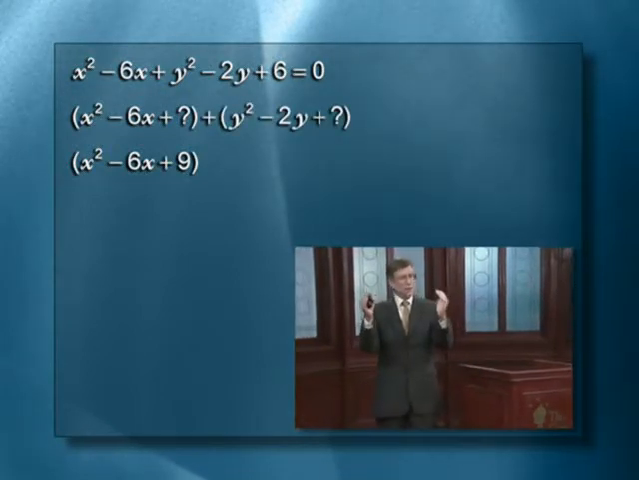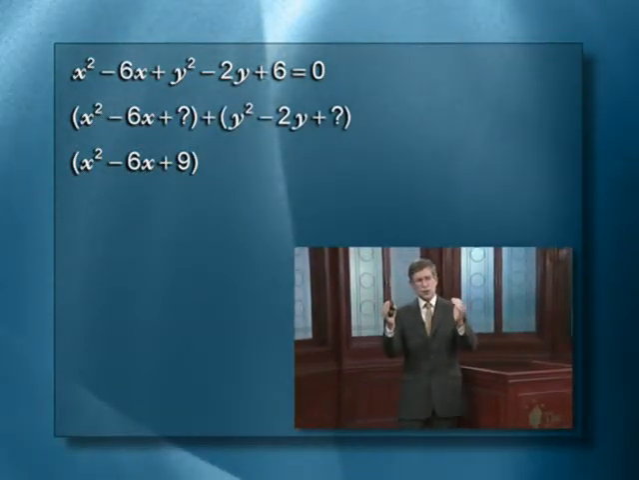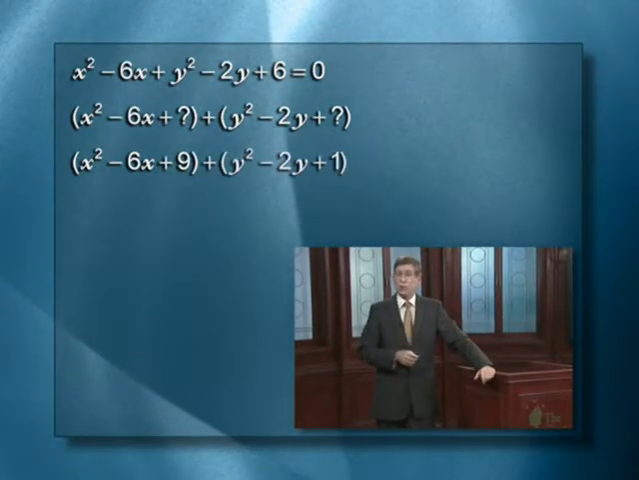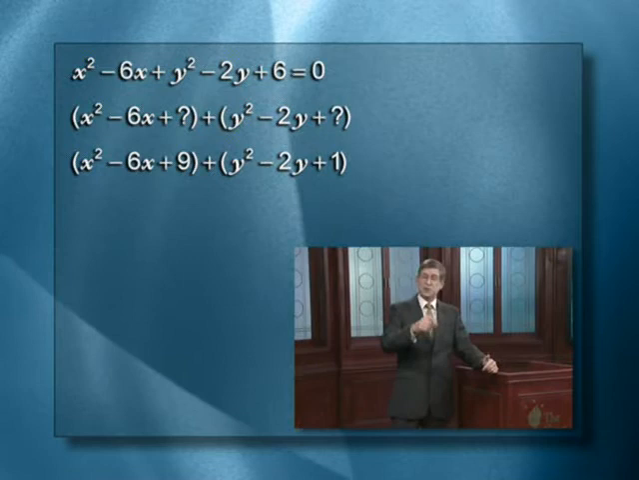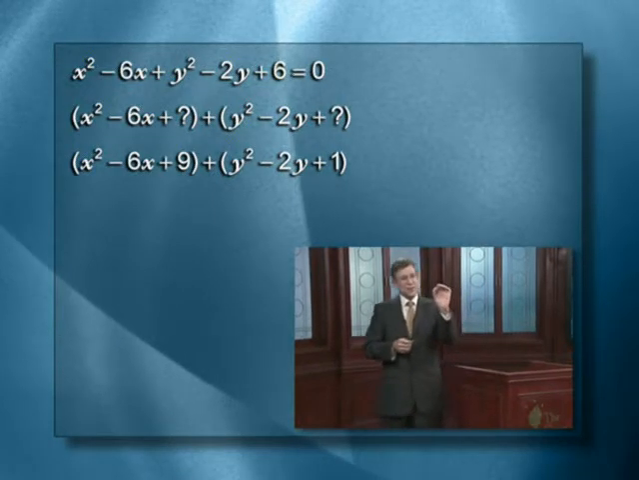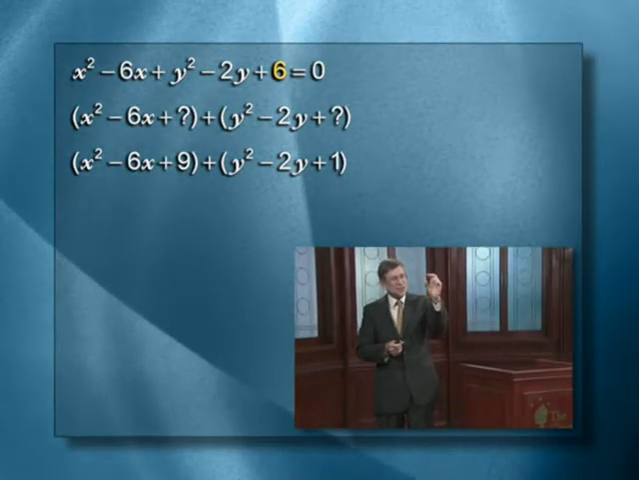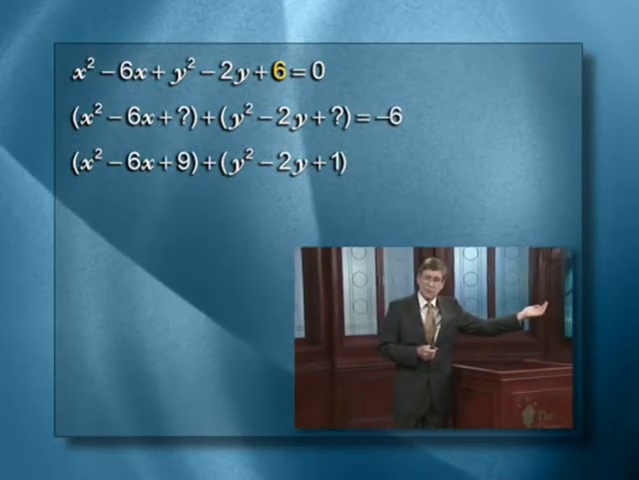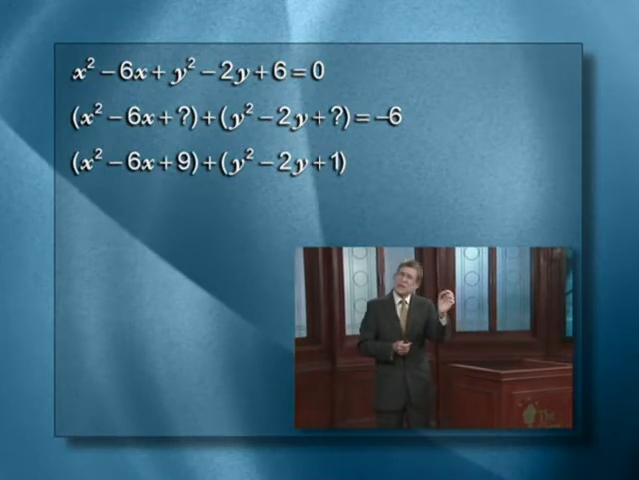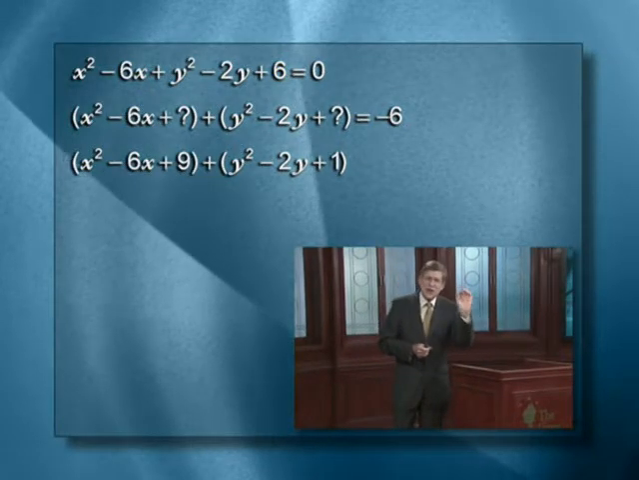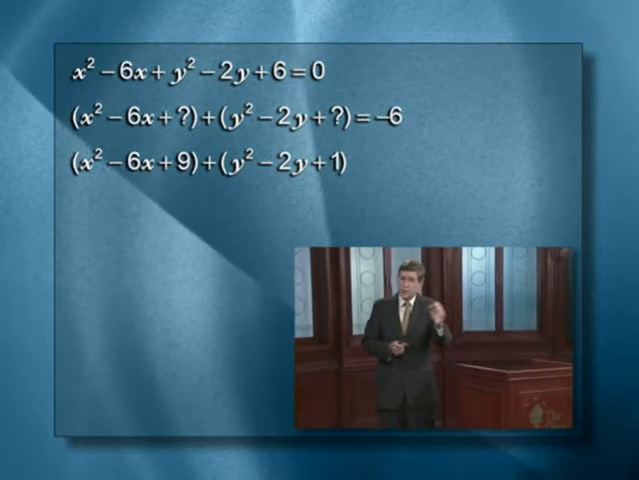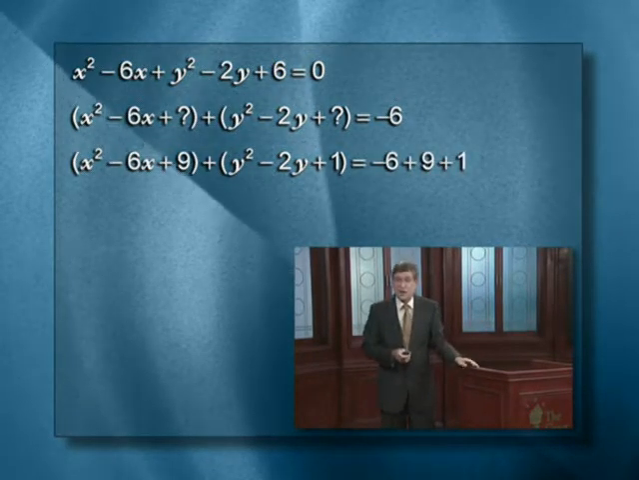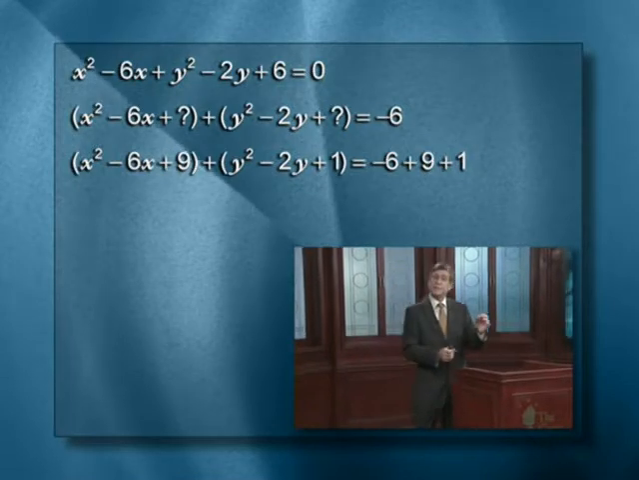Now look at the y, folks. Y squared minus 2y plus something. Well, that's pretty easy to see. You would add 1. That's 2 divided by 2 squared. Now, what about that 6 that was in the original equation? First of all, move it to the other side, so it becomes minus 6. And we changed the problem, didn't we? We added a 9, and then we added a 1 to complete the squares. So add the 9 and the 1 on the other side as well.